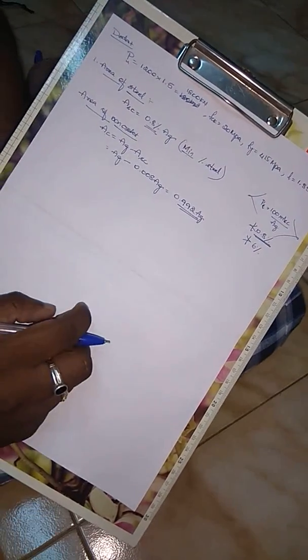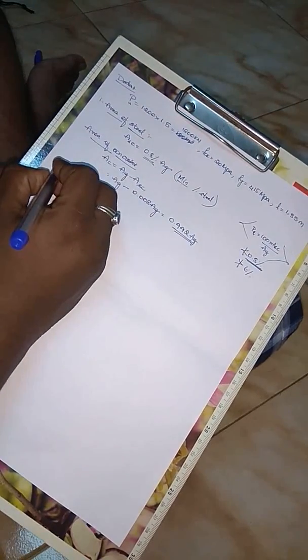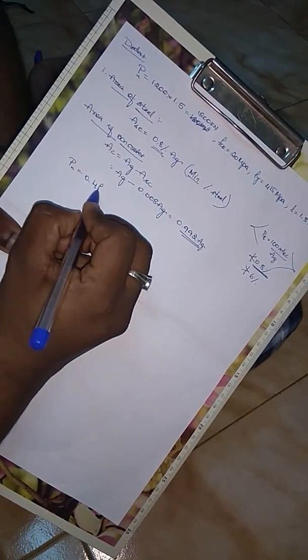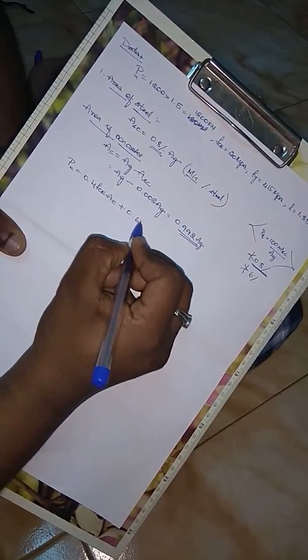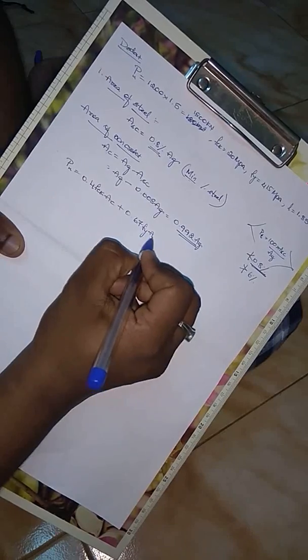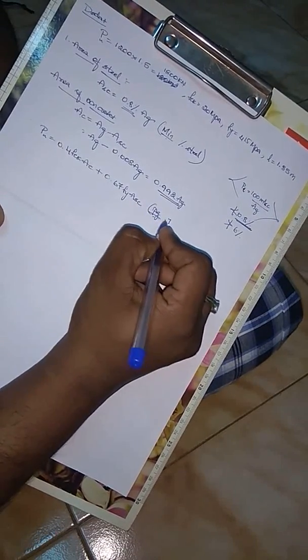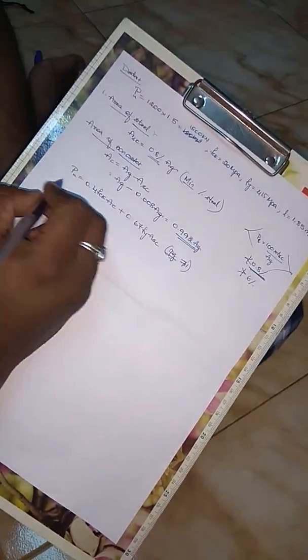So next we need to determine the size of the column. To determine the size of the column, we know the formula: PU is equal to 0.4 FCK into AC plus 0.67 FY into ASC. If you don't remember, refer to page number 71 of IS 456. Okay, substitute all the values here.